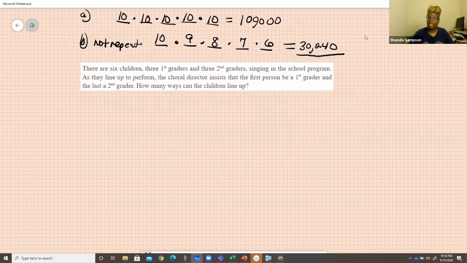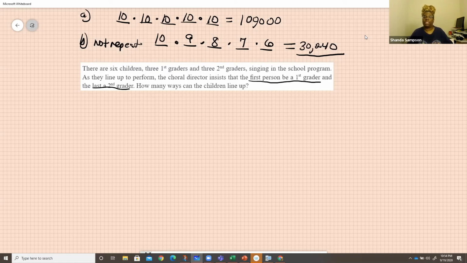All right, so this is our last one. There are 6 children, 3 first graders and 3 second graders, singing in the school program. As they line up to perform, the choir director insists that the first person be a first grader and the last person be a second grader. Now, how many ways can the children line up?